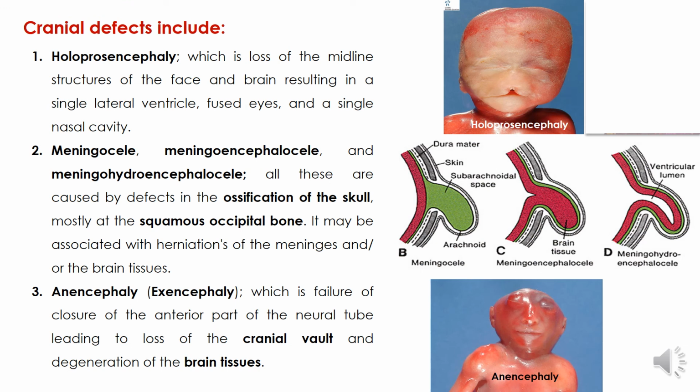Now, the cranial defects include the first, holoprosencephaly, which is a loss of the midline structures of the face and the brain, resulting in a single lateral ventricle, a fused eye, and a single nasal cavity. The second: the meningocele, meningoencephalocele, and meningohydroencephalocele.